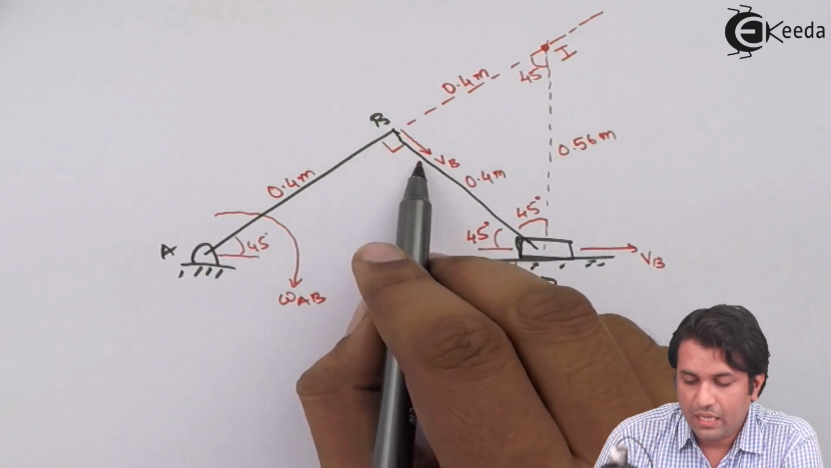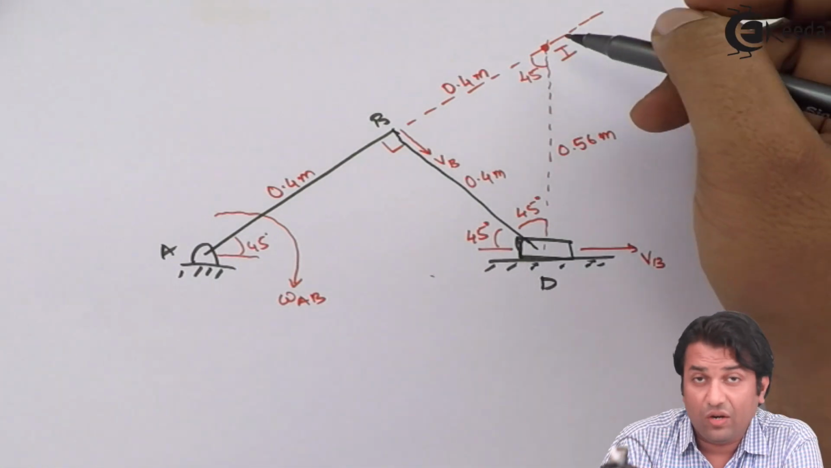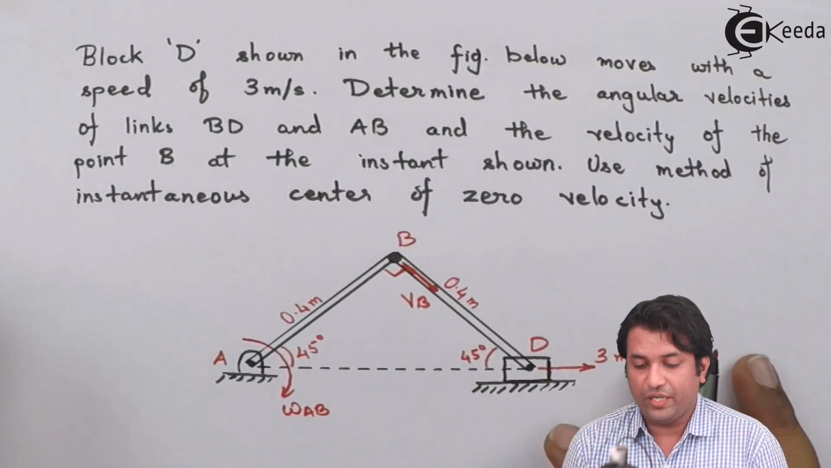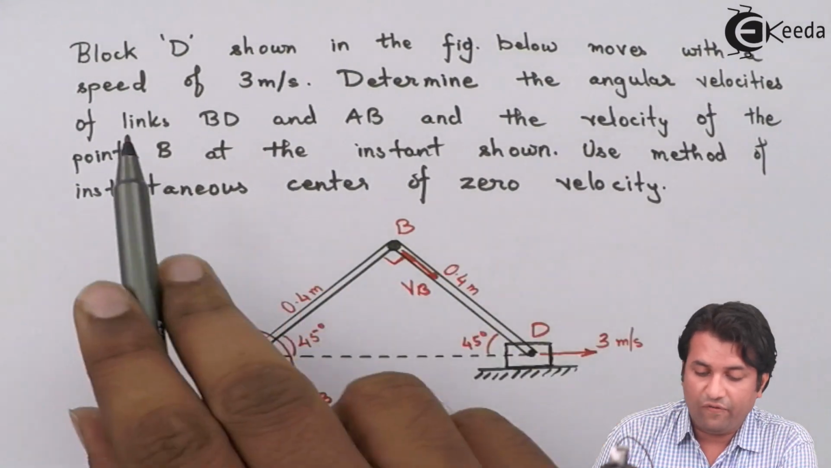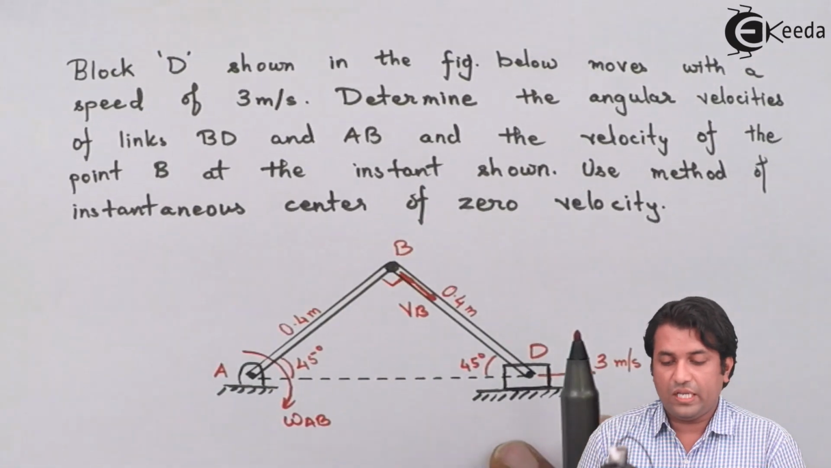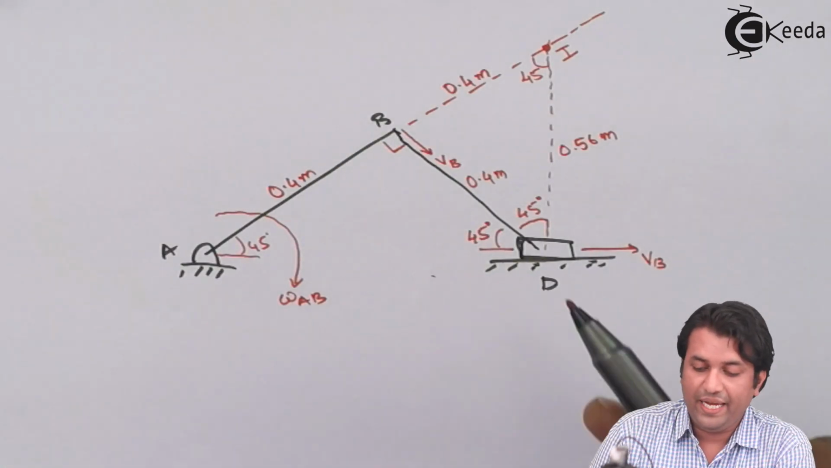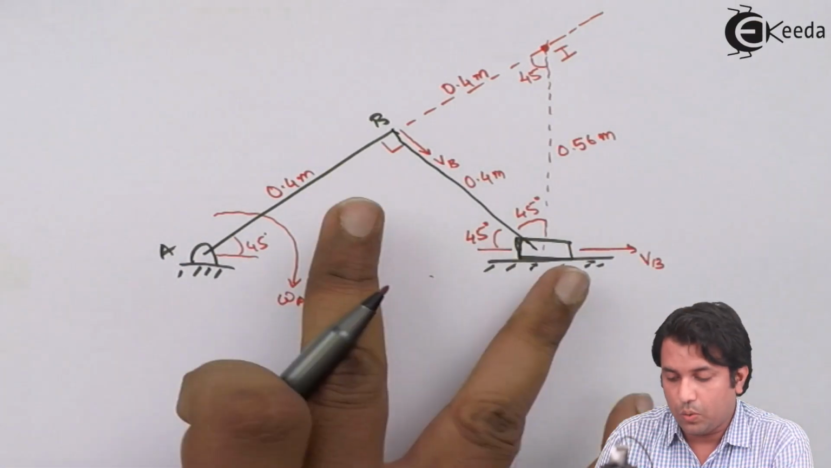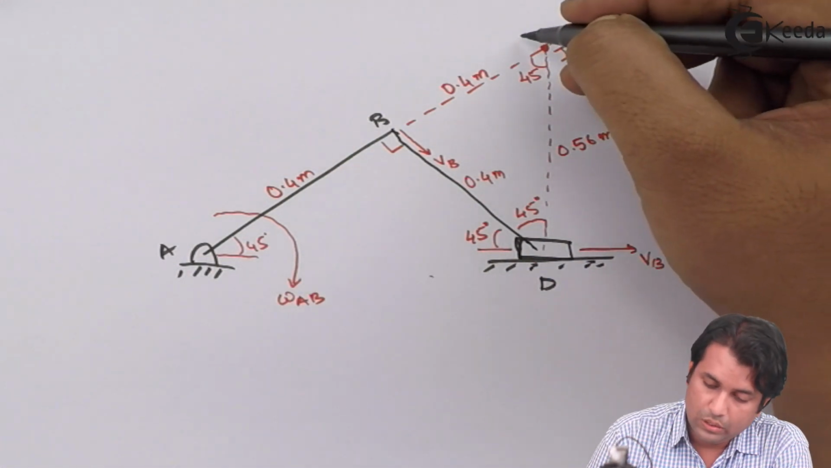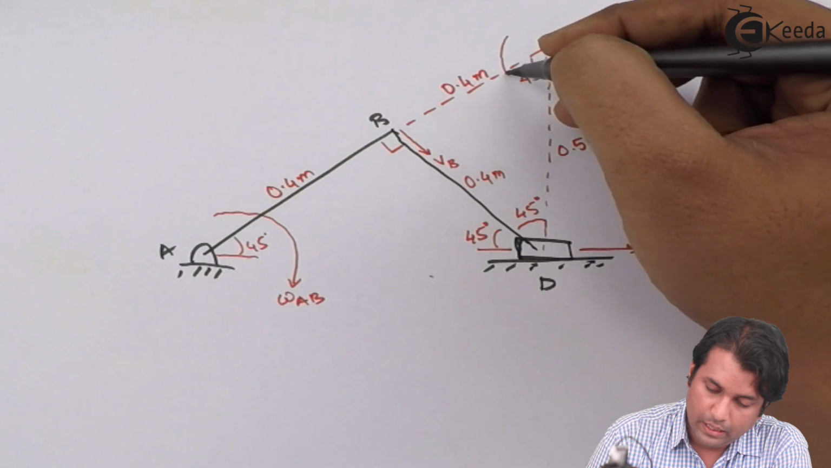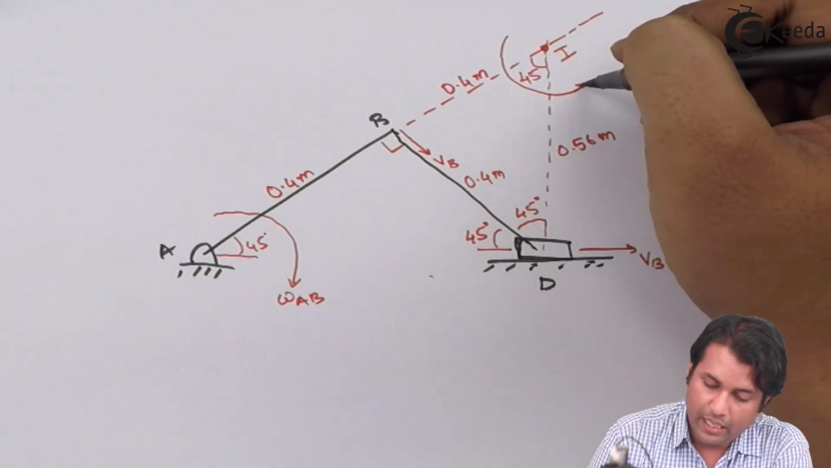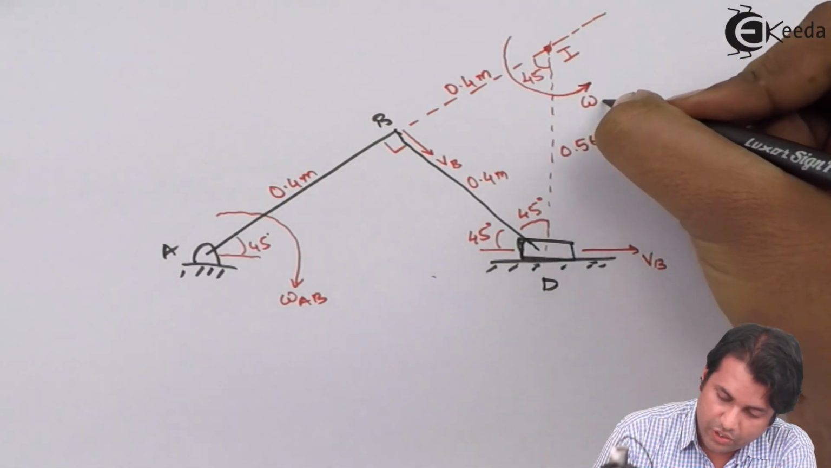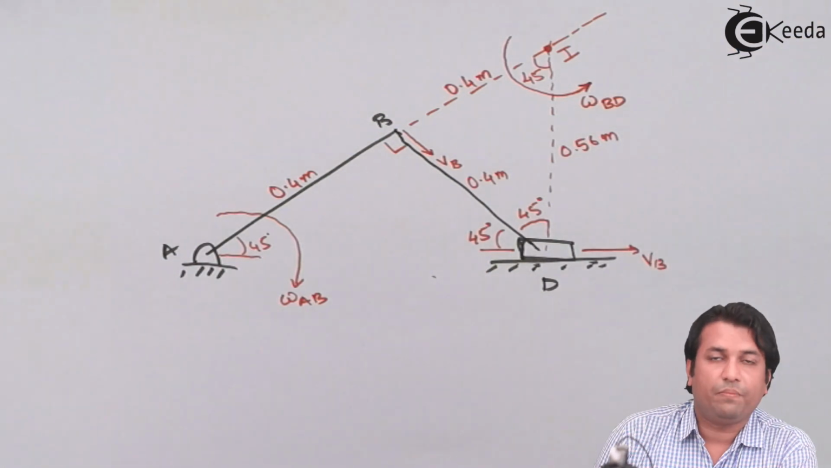Now what I need to do, I need to find out the velocities of this end, that is this point B, that is VB. I need to find out the angular velocity of the rod BD, because it clearly states in the question angular velocity of link BD as well as AB. So first thing what I'll do is I'll try to find out the velocity of link BD. Now since this BD is sliding down, it's going like this, so with respect to this point, link BD is making an anti-clockwise rotation. So I'll show the direction and I'll call this as omega BD.